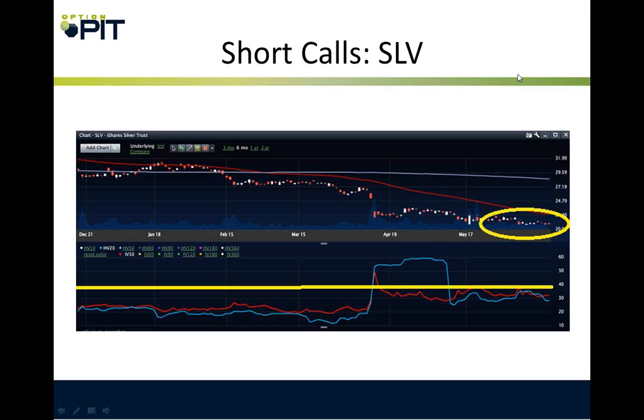The stock maybe drops a dollar, but the volatility is piping hot and just slowly sinks for the rest of the time. They're begging you to sell calls.